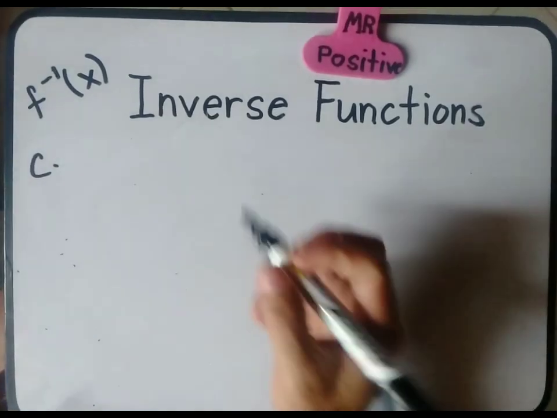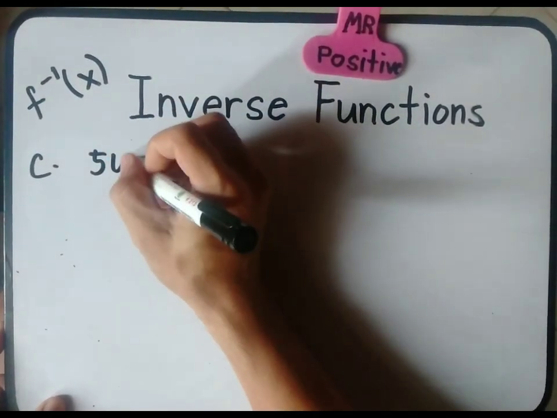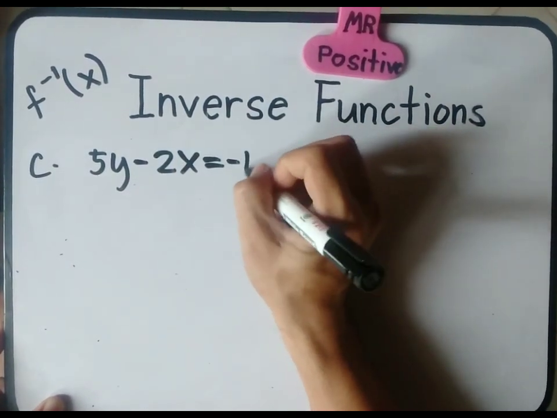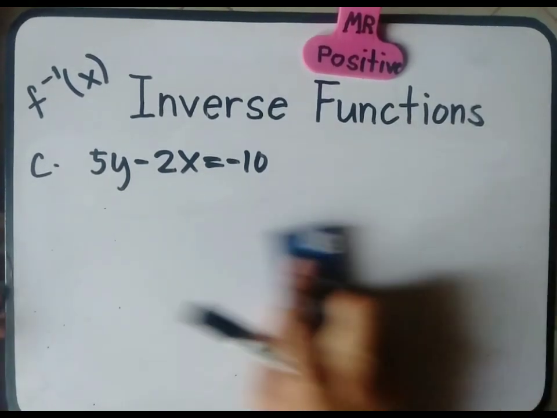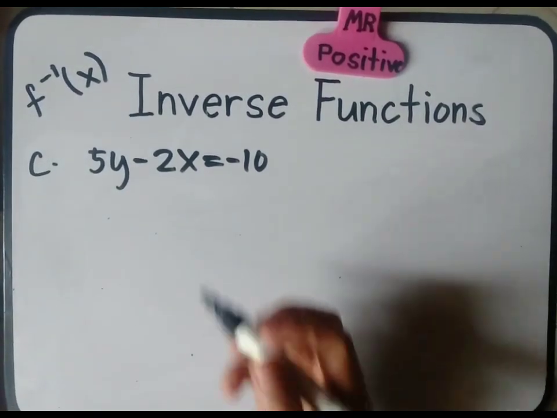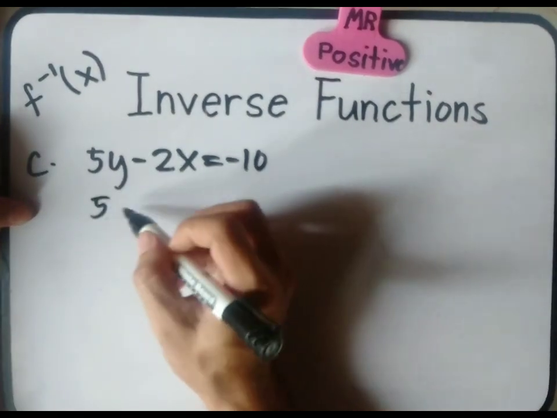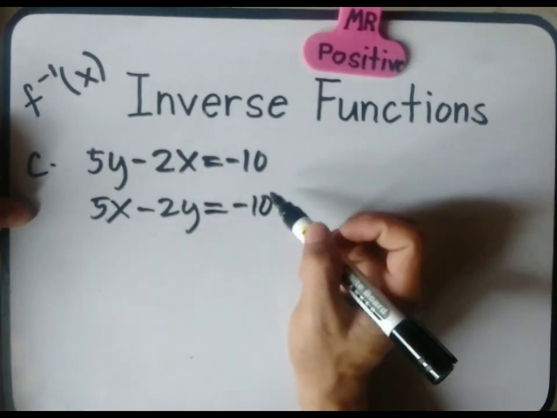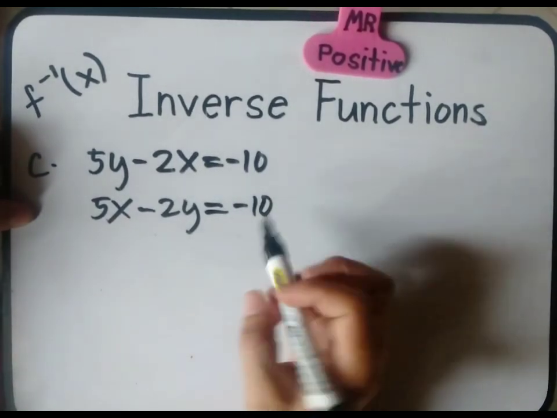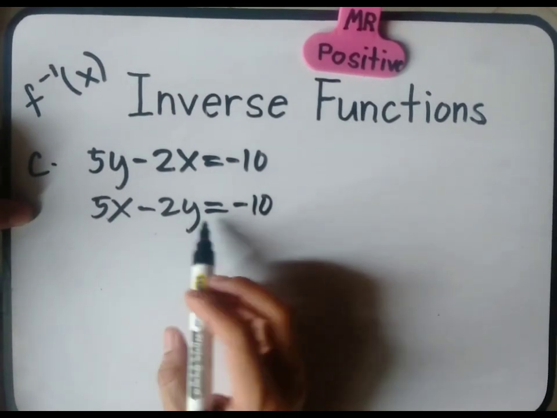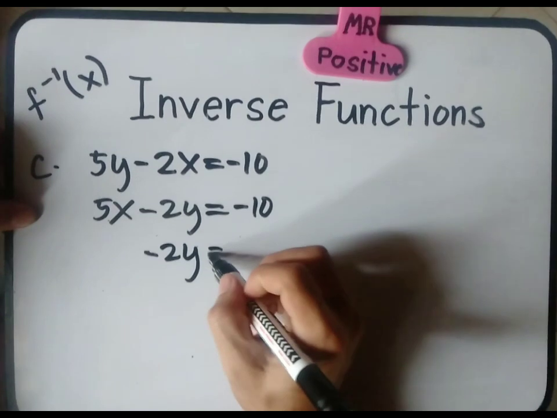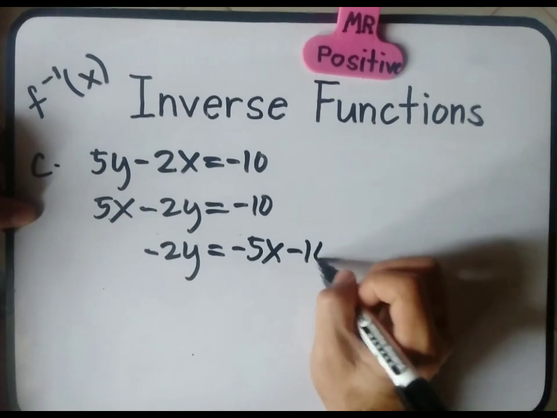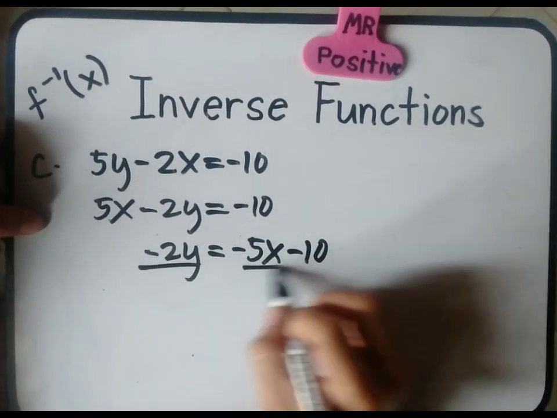Okay, another example, we have 5y minus 2x is equal to negative 10. Next step is interchange x and y. So it will become 5x minus 2y equals negative 10. Then solve for y. So we have negative 2y equals negative 5x minus 10. And then divide both sides by negative 2.